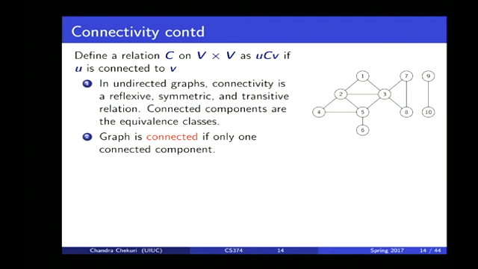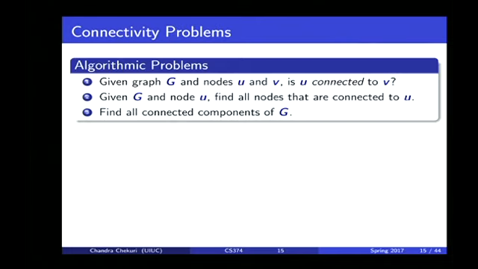It's an equivalence relation. So for algorithmic problems, what is the first thing you would want to know? I give you a graph and you compute for me all the connected components, or I give you a vertex and you say what are all the vertices that are connected to this vertex. These are the simple algorithmic problems. We know how to solve them. What will you use to solve them?